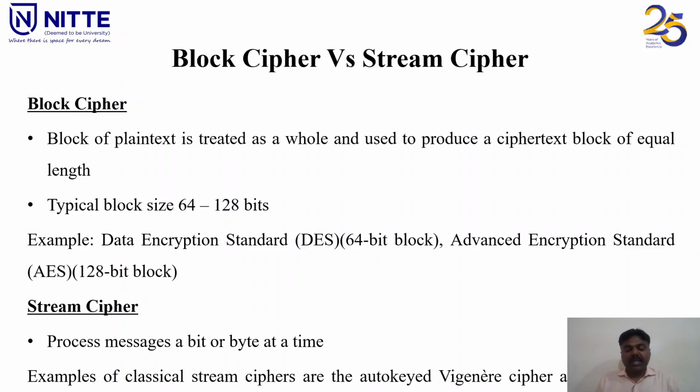A stream cipher processes the entire message one bit or one byte at a time. Examples where stream ciphers are used are the auto-keyed Vigenere cipher and the Vernam cipher.